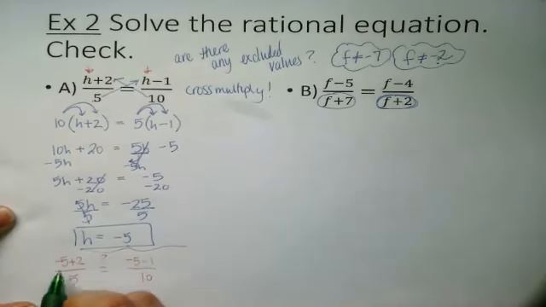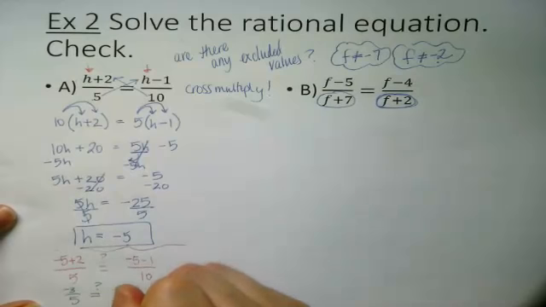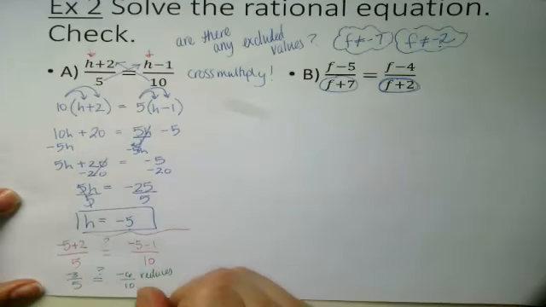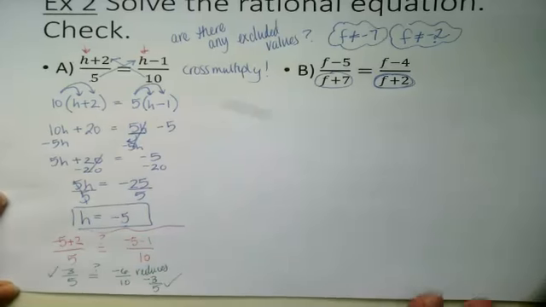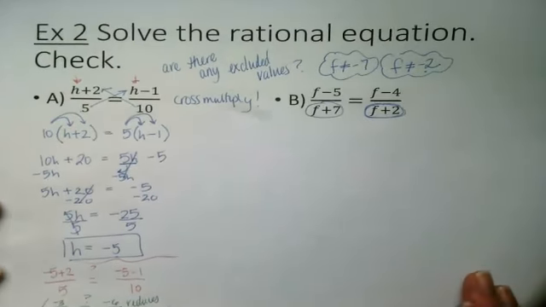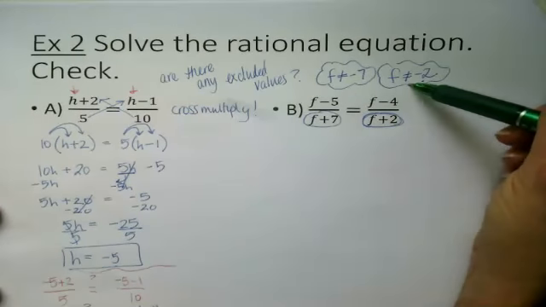All right. Negative 5 plus 2 is negative 3 over 5. Over here, negative 5 minus 1 is negative 6 over 10. Question, are those equal? Yes, they are, because this one reduces. We can divide by 2, and it is negative 3/5. So the left side and the right side balance. So that works perfectly.